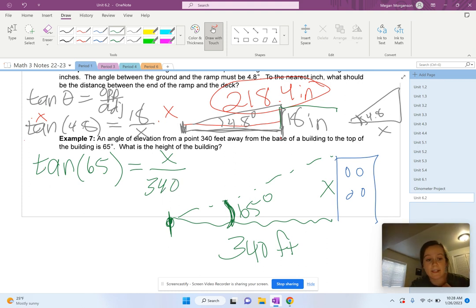Now we just need to solve for X. Once we've got it set up, that's our last thing to do. In this case, X is on the top, which makes it a little bit easier for us. We just need to get it by itself. It's being divided by 340. To get rid of that, I'm going to times it by 340 on both sides.